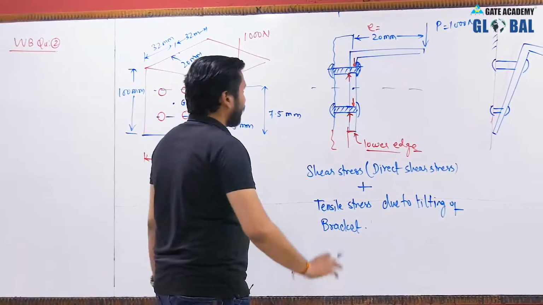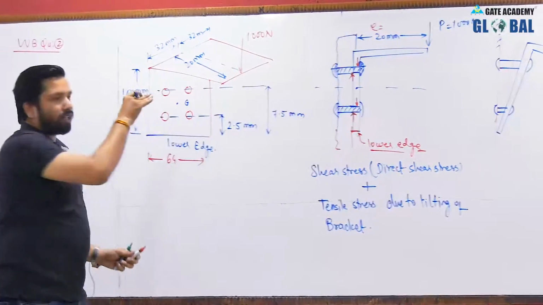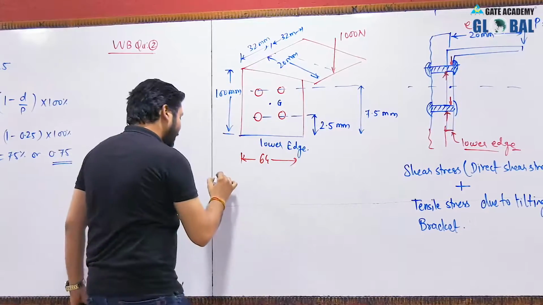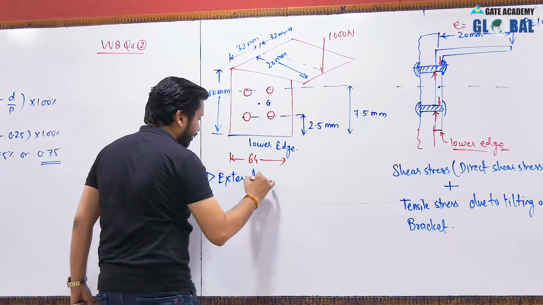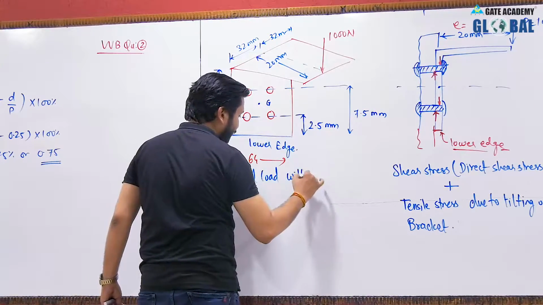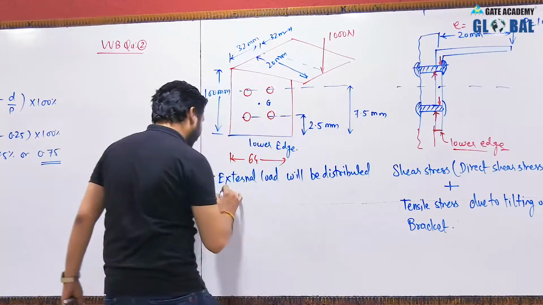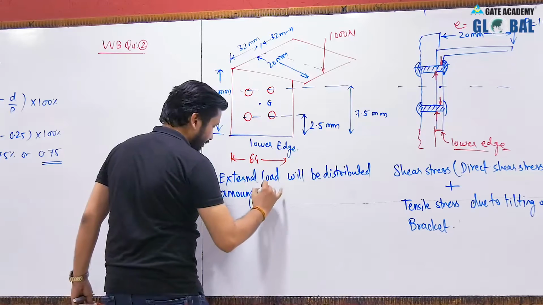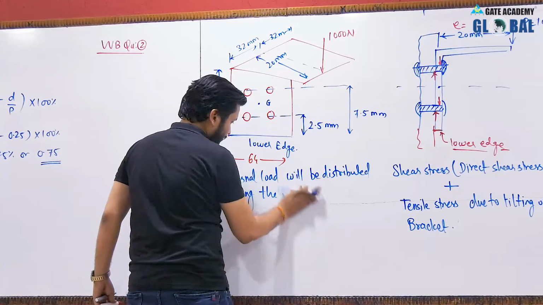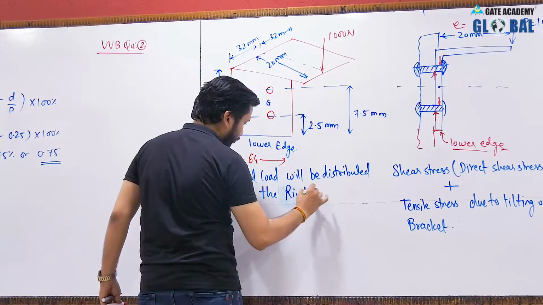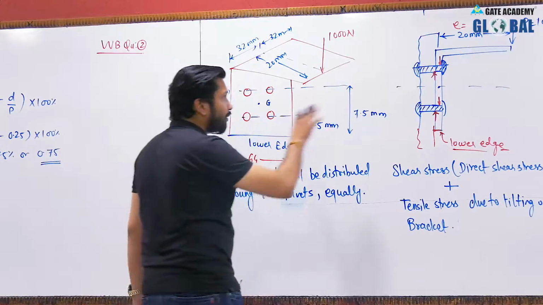Now as I have told you, the line of action of load is exactly perpendicular to the centroidal axis, hence the external load will be distributed among the rivets equally. So there will be equal distribution of load.